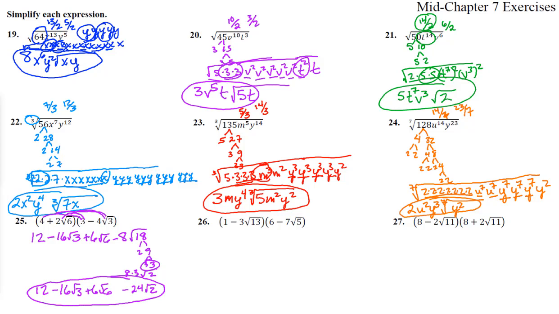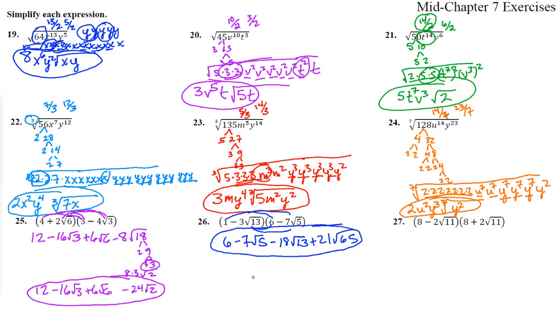Alrighty. Now let's try number 26. Okay, so jump that in there and there. We get 6 minus 1 times that is 7 square roots of 5. Now jump that guy in there and we get minus 18 square roots of 13. Plus 21 square roots of 65. Does anything simplify? Square root of 5 doesn't, square root of 13 doesn't, and square root of 65 was just 13 times 5. There's no perfect square in there at all, so it's just super distribution.